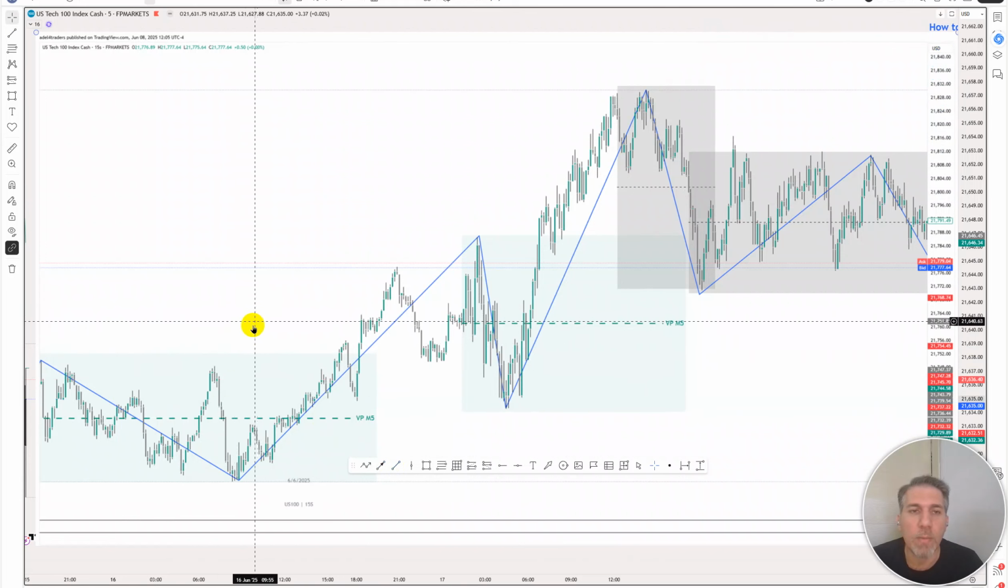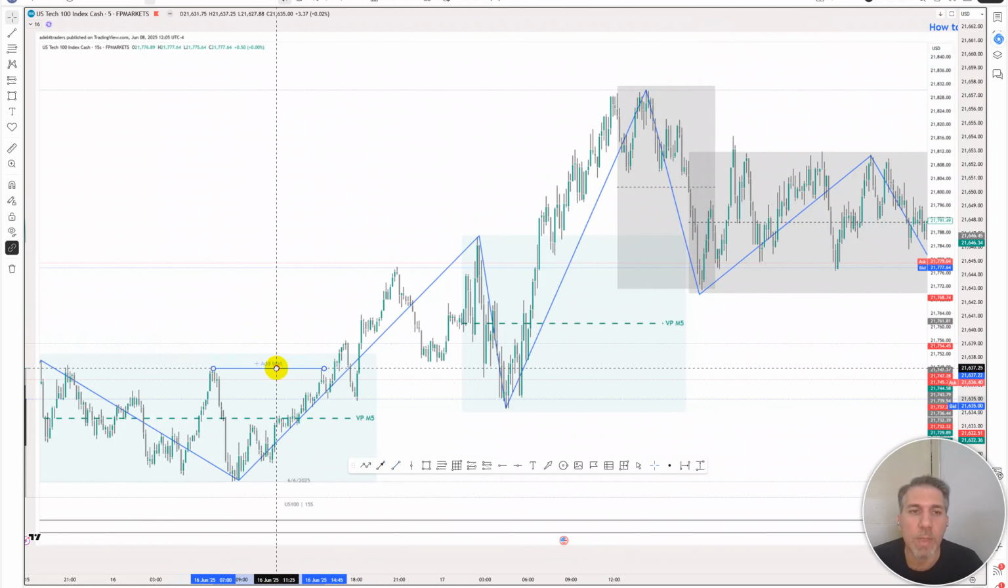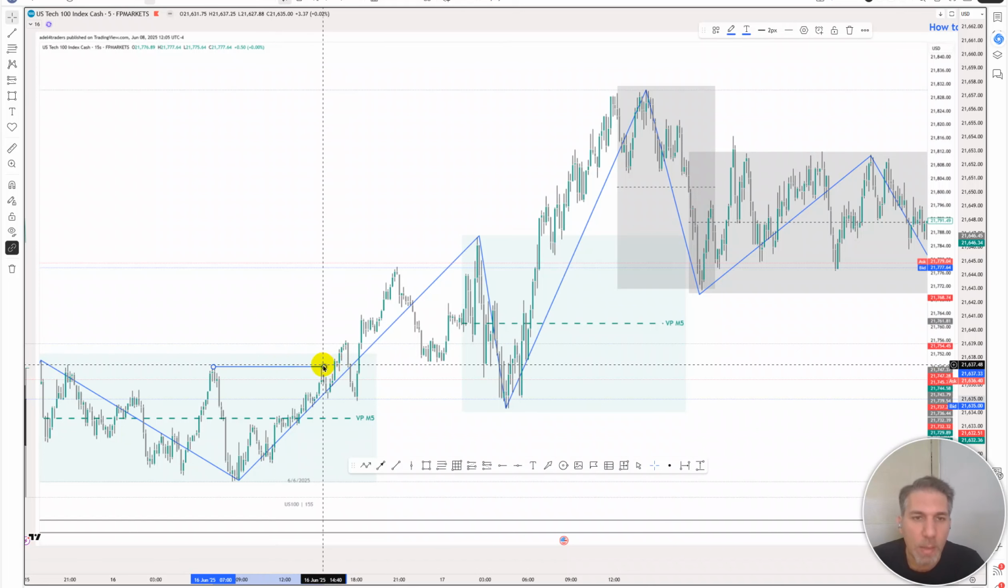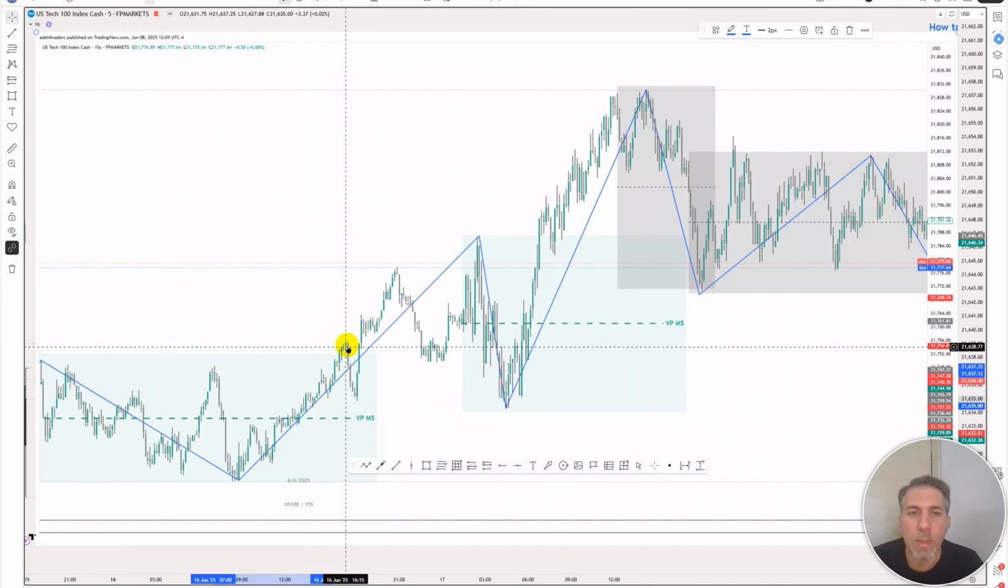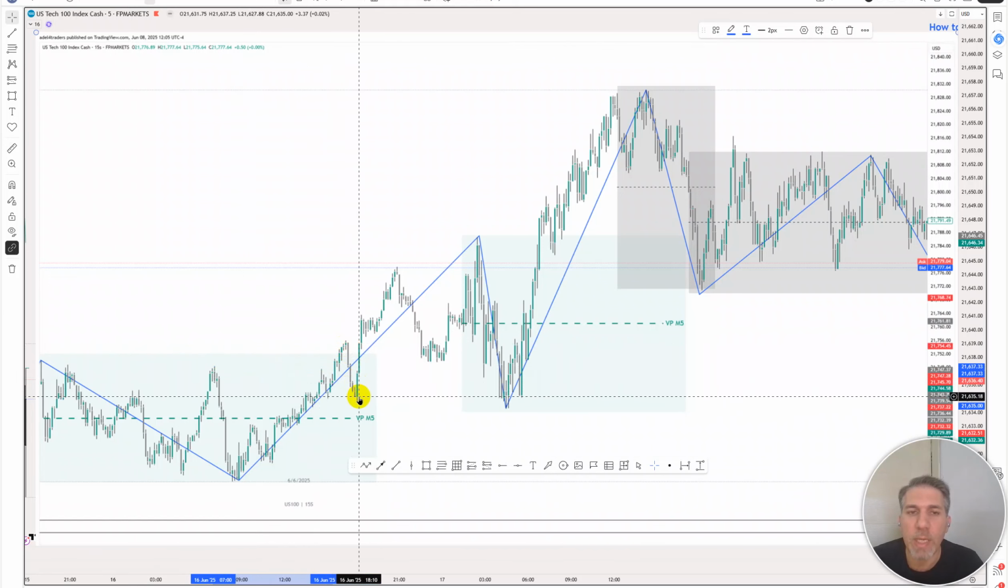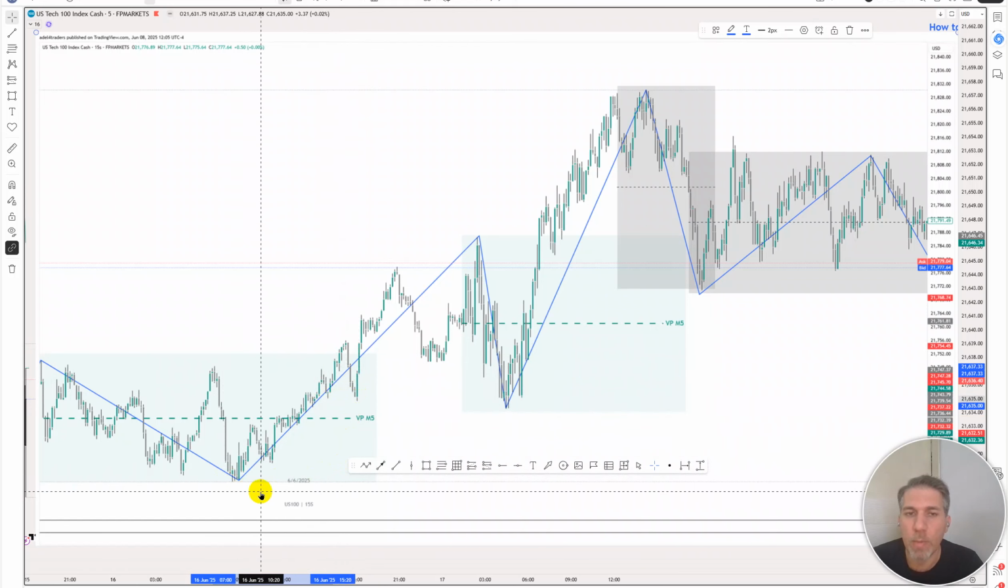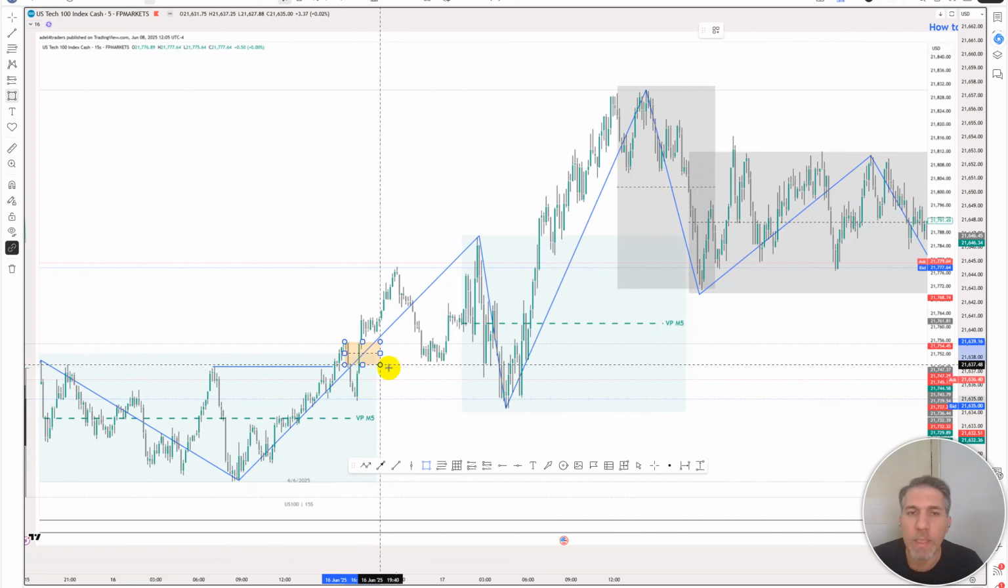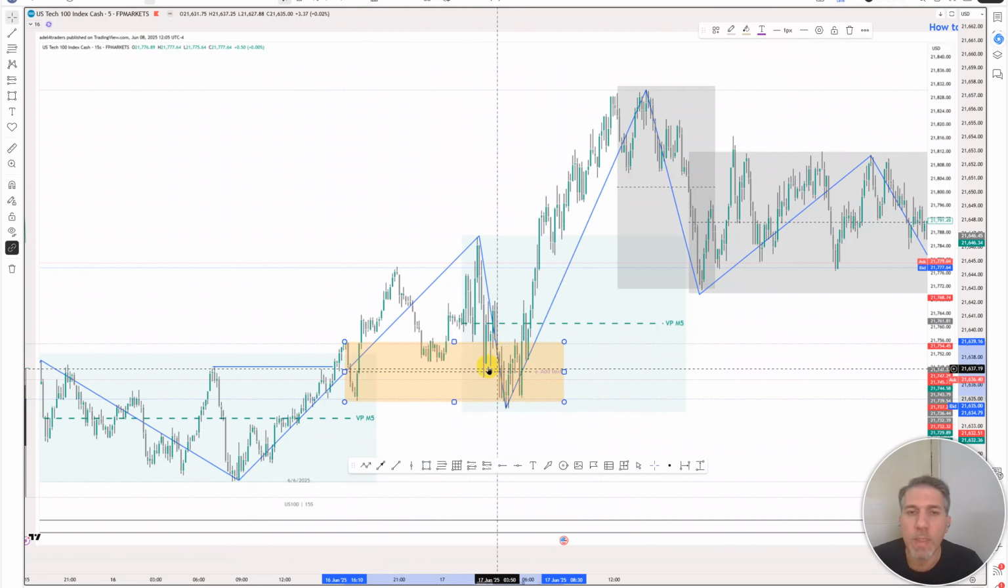Now we're going to draw a horizontal line there. If you want a horizontal line, push the shift button on your keyboard. Later on, we have the first movement, which is breaking this lower high. Then it is retracing back, and again it is breaking it, but it is failing to go below this lower low.